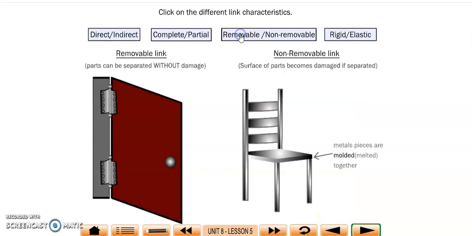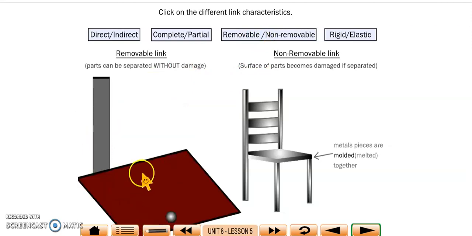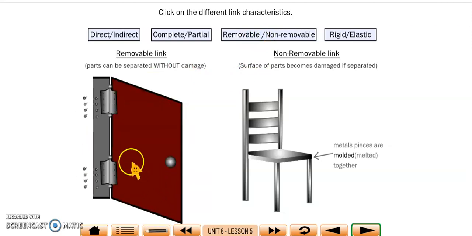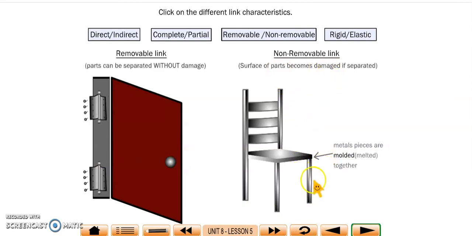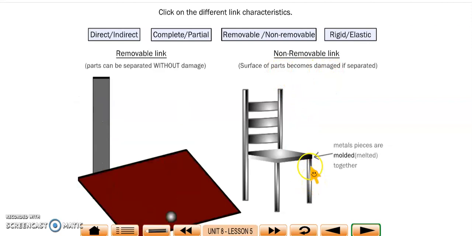Let's look at the next one, removable versus non-removable. We also call it permanent. So this door, you have to think about, if I take apart the hinges like you see here, will it cause damage to the door? So let's watch it again, take it apart. The door is separated, there's no damage, neither to the frame nor the door. As opposed to this chair that is non-removable, they can be damaged if they are separated.